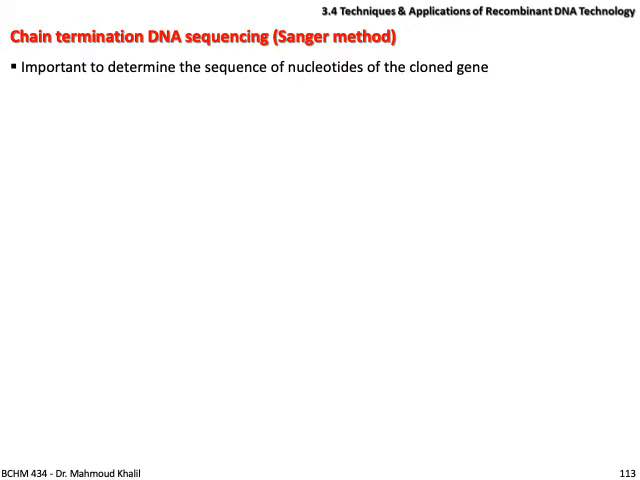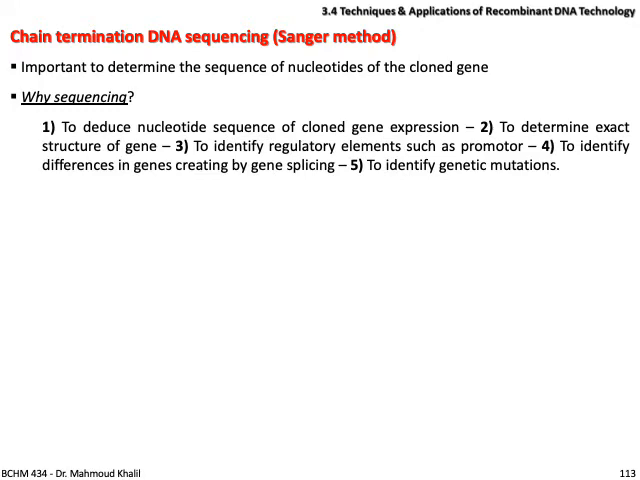The second technique is chain termination DNA sequencing. Normally, we call it the Sanger method. This is important, of course, to determine the nucleotide sequence of the cloned gene. We use it to know the nucleotide sequence of a cloned gene of expression, to determine the exact structure of a gene, to identify regulatory elements such as promoters, to identify differences in genes created by gene splicing, and to identify genetic mutations.